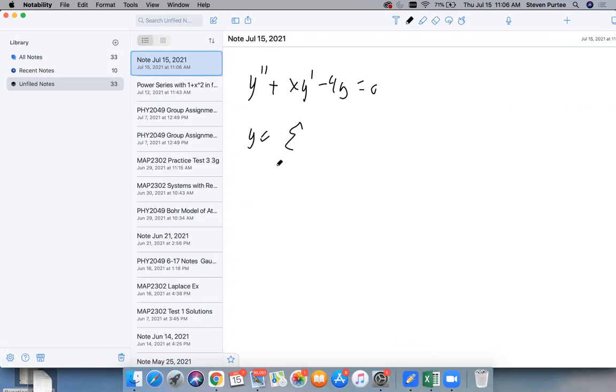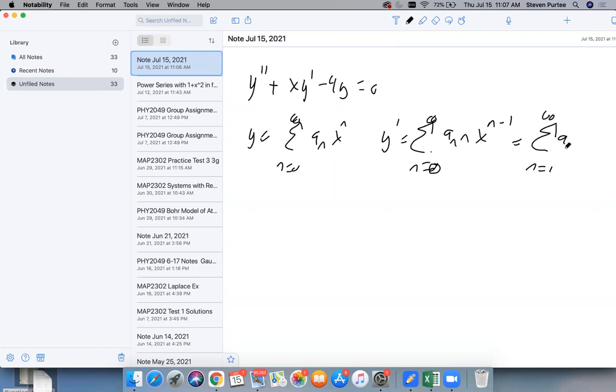y equals the sum, n equals 0 to infinity, a_n x to the n. Then y prime is the sum, n equals 0 to infinity, a_n n x to the n minus 1. Now the first term here is 0 at n equals 0, but because I've got this x sitting here that's going to distribute in, that's going to bring this power up to x to the n. I don't want to play that game, even though it's true that I could start my sum here at 1. This is a true statement, but I'm not going to use that because I've got this x here.